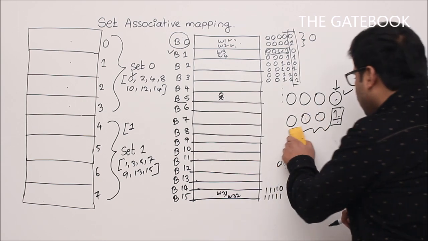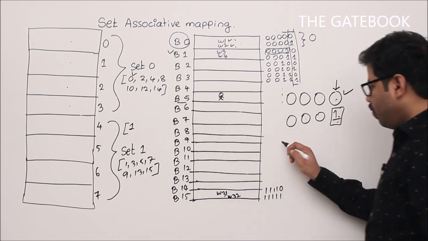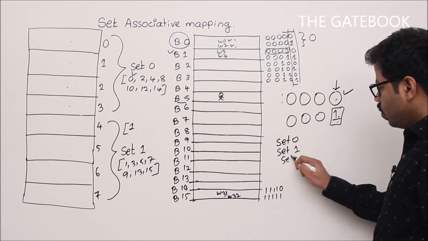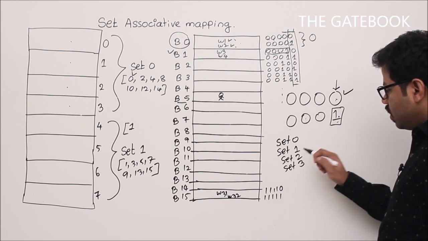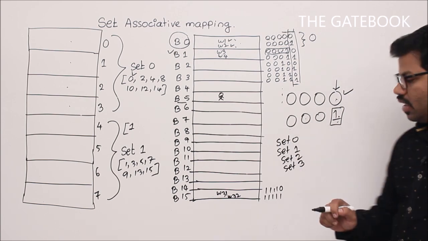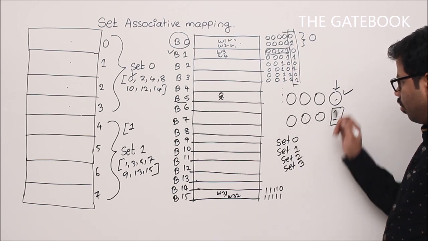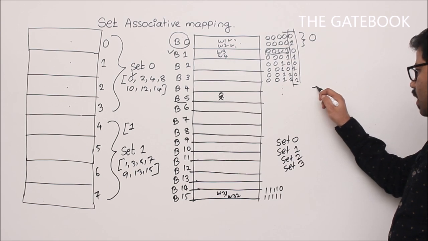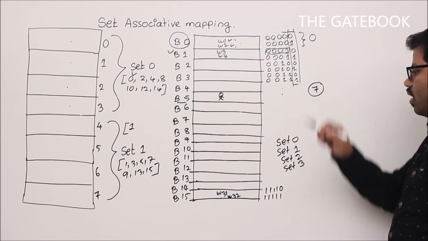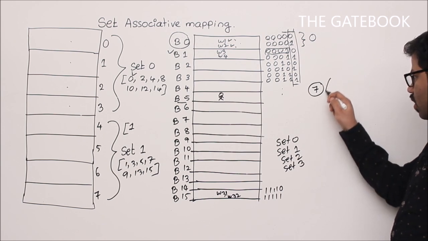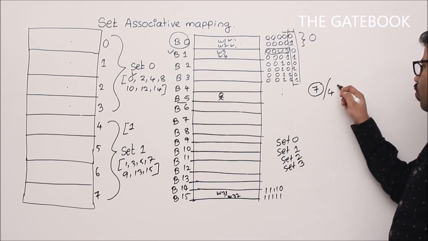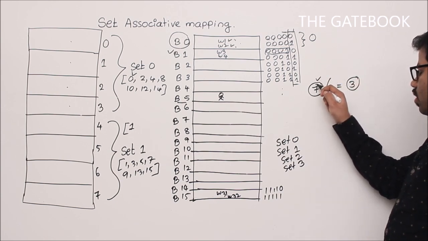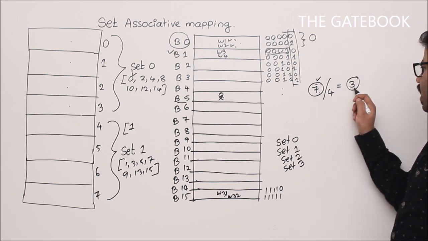Now let us try to understand with 4 sets. Example, if you have 4 sets, they are set 0, set 1, set 2, set 3. If you want to know which main memory block number will go to which set, the simple technique is to divide the memory block number by 4. Let's say you have main memory block number 7. Take the block number, divide by the number of sets, which is 4. What is the remainder? 3. Then main memory block number 7 should go to set number 3.